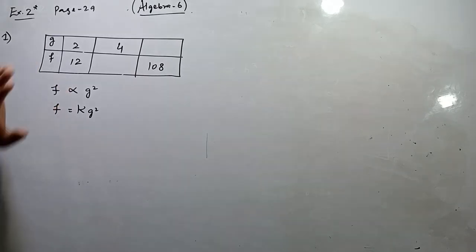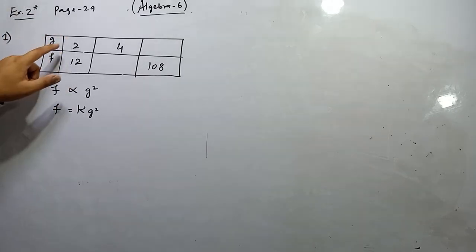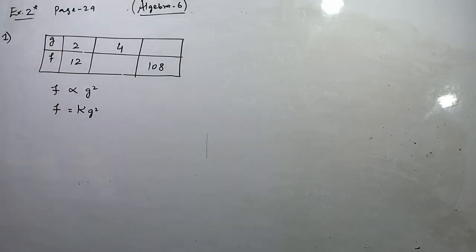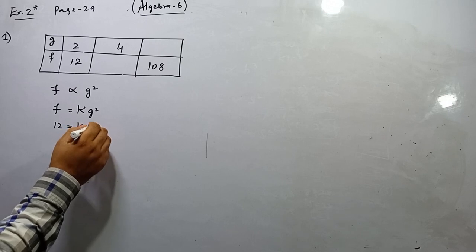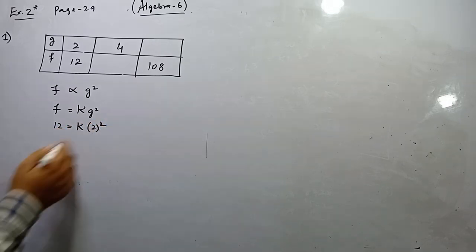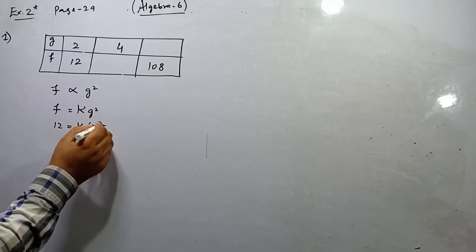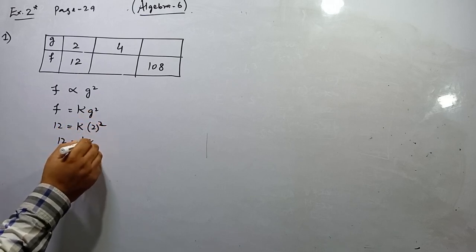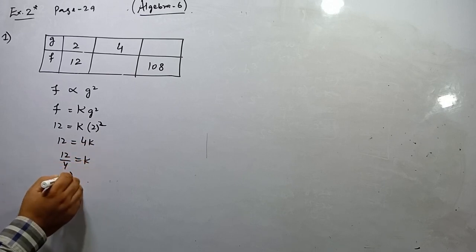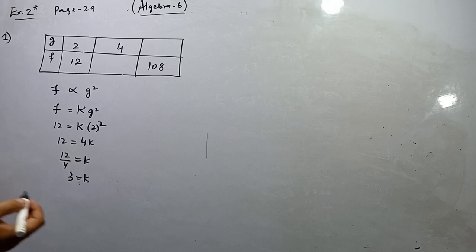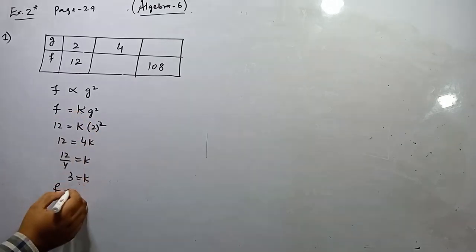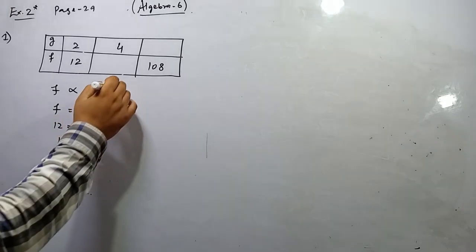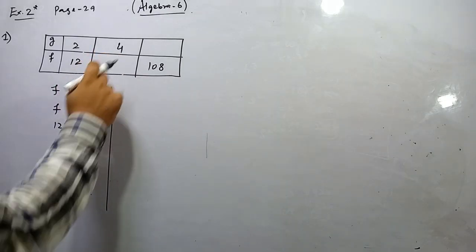Now you can see the table. A pair of values is given. You can see when G is equal to 2, F is equal to 12. I can take these two values to find the value of K. F is 12 is equal to K and G is at that time 2. I will do the substitution, 2 square. That's 12 is equal to 4K. 12 by 4 is equal to K. That is 3 is equal to K. So I got the value of K, 3. Now I can write F is equal to 3G square. I got the formula.